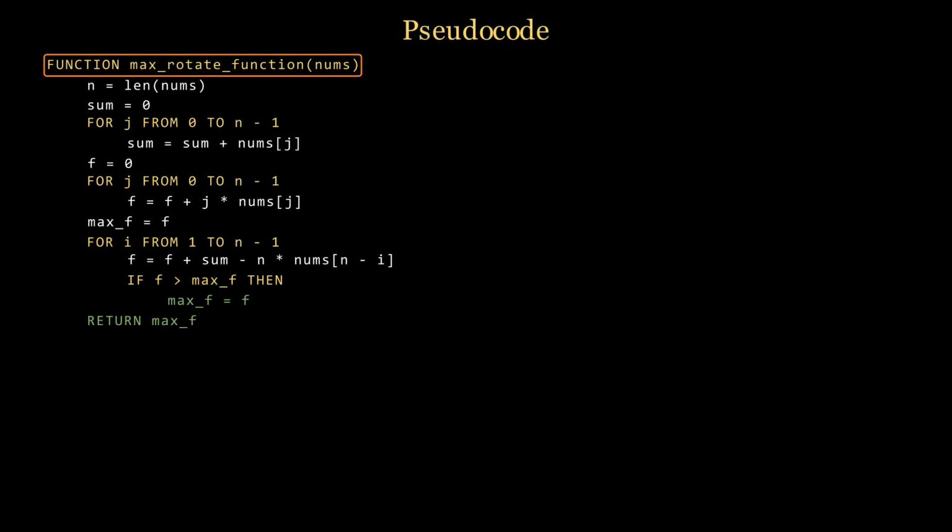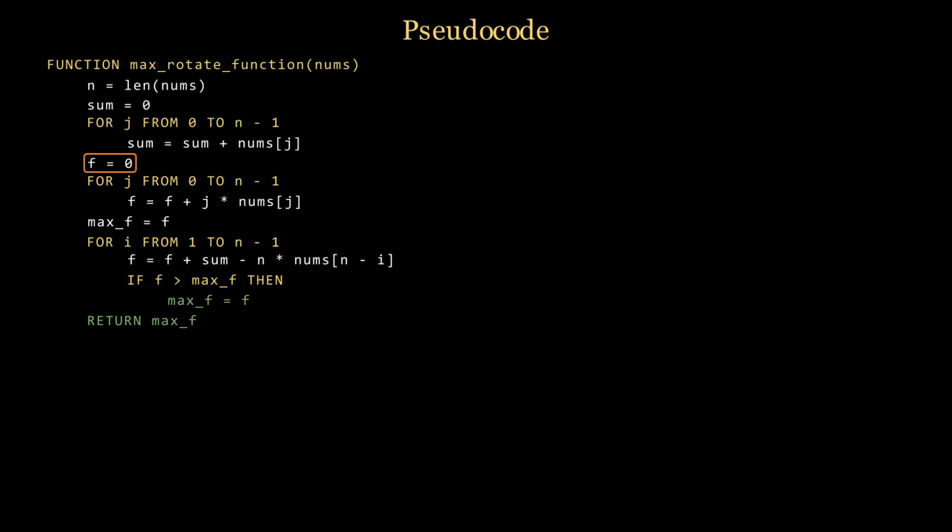Main routine, given nums, return the largest rotate function score over all rotations. Let n be the length of nums. Initialize sum to 0 for the plain total of entries. First for loop, walk every index j once. Add nums at j into the running sum.